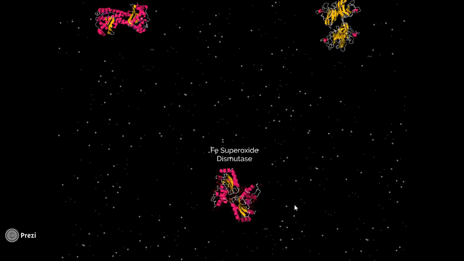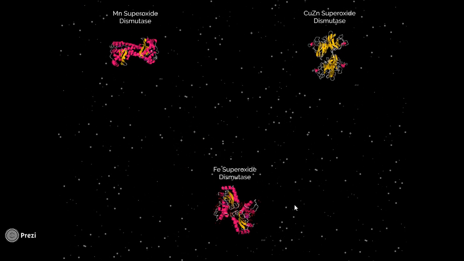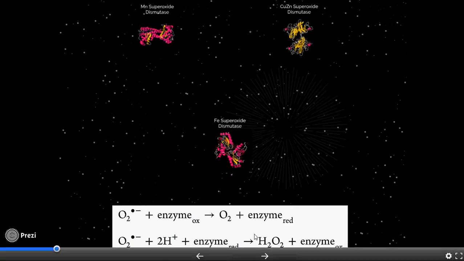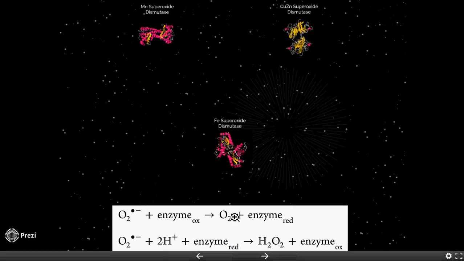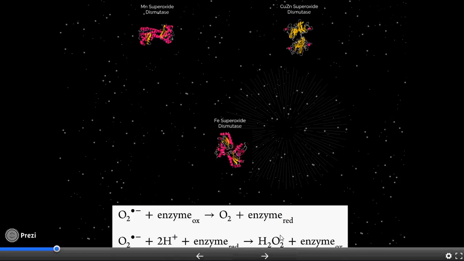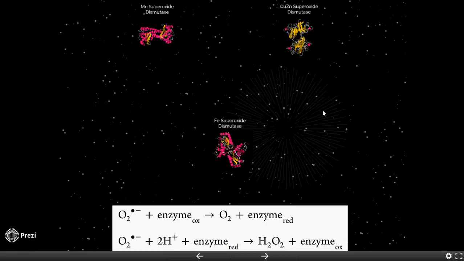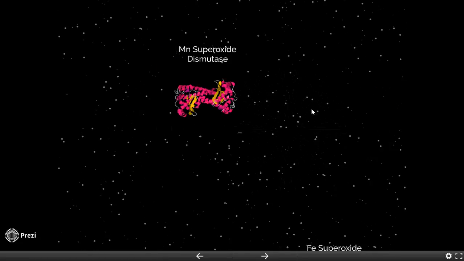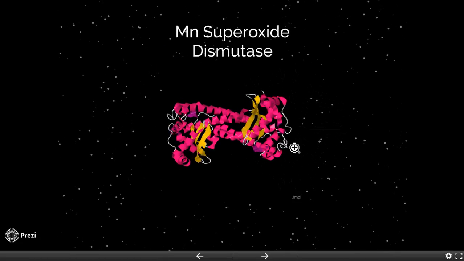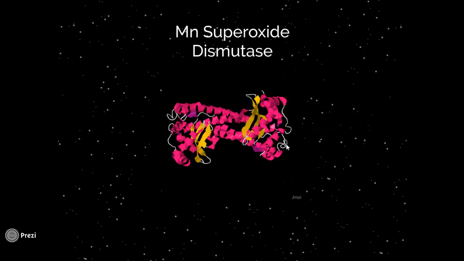All three of these enzymes take two superoxide radicals and change them via a metal-mediated dismutase reaction into hydrogen peroxide and normal diatomic oxygen. A dismutase reaction is a reaction that takes two identical molecules as reactants and makes two distinctly different products. The metal which facilitates these reactions is different in each enzyme. The enzyme we'll be focusing on is manganese superoxide dismutase, which uses a manganese catalytic center.